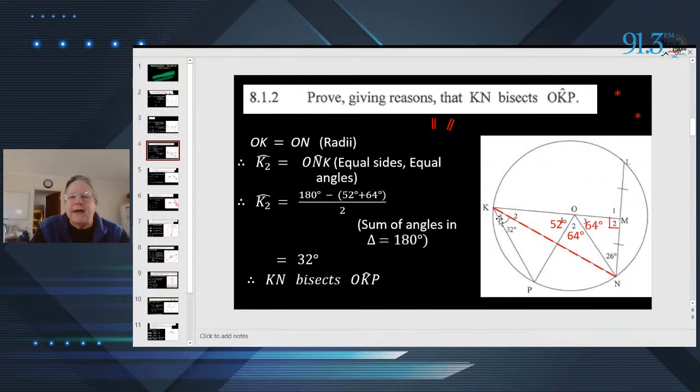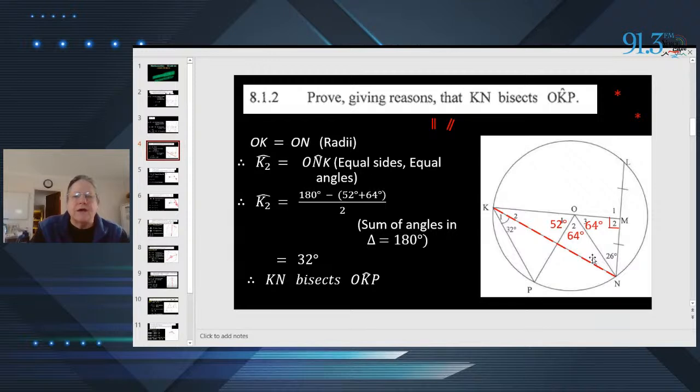Then I calculated K2, because K2 is equal to angle ONK, because it's an isosceles triangle. But you're not allowed to write isosceles triangle anymore. You have to write equal sides, equal angles, meaning the OK and the ON are equal sides, so the angles at the base of it are equal.